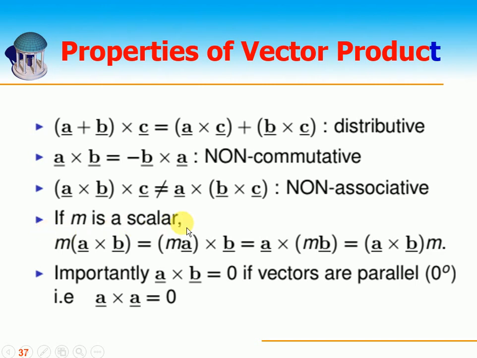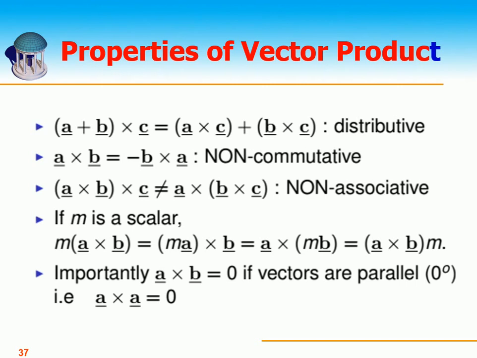If M is any scalar quantity, in M A cross B you can multiply M with either one of the vectors and then take the cross product, or take the cross product and then multiply by M, or multiply by a scalar quantity like 2, 3, 5. It does not matter; they are the same. Importantly, A cross B is equal to 0 if the vectors are parallel, because sine of 0 is 0. So the cross product is maximum when the angle is 90, and minimum when the angle is 0. Dot product is maximum when the angle is 0, and cross product is maximum when the angle is 90.